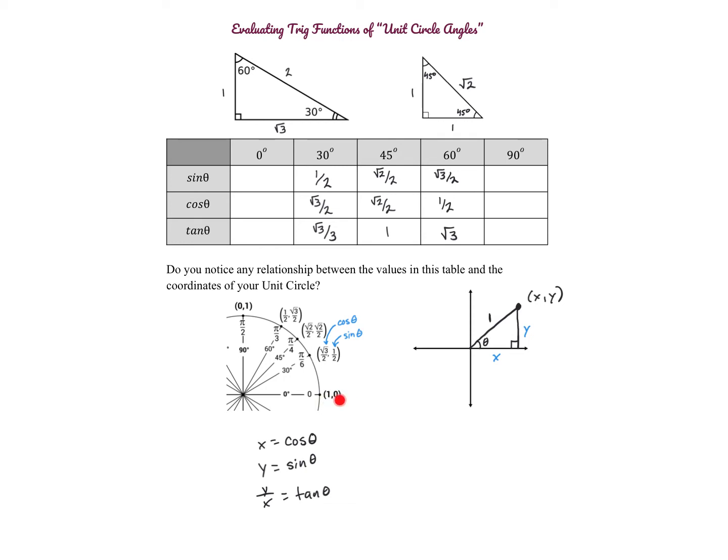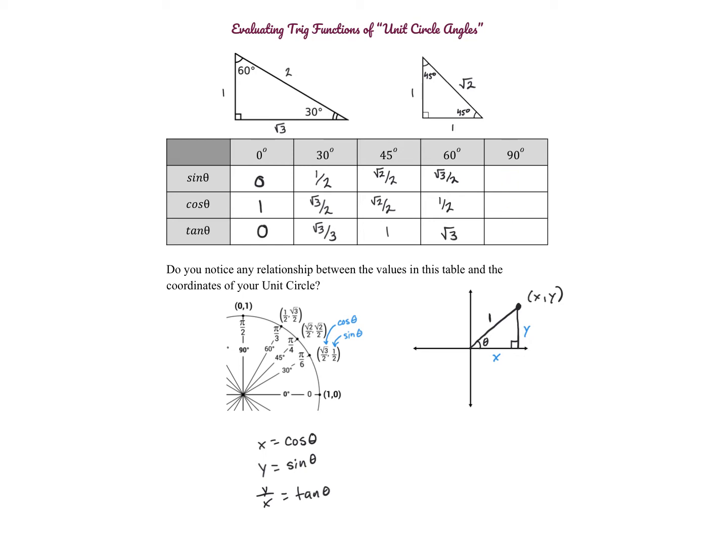I like to use these coordinates. These are called quadrantal angles because they are in between your different quadrants. So for these, I like to use the coordinates. For 0 degrees, remember the sine is the y value, so the sine of 0 degrees is 0 because the y value of our coordinate is 0. Now the cosine we can find by looking at the x value of our coordinate, so that value will be 1. And the tangent is just y over x, 0 over 1, which is just 0.